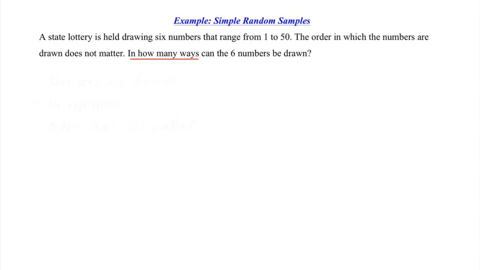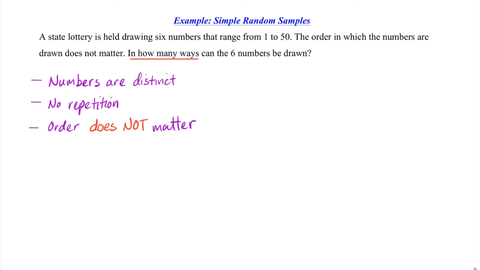Well, bringing up our 3 criteria again, we know that numbers are distinct, that is, we can tell the difference between our numbers that range from 1 to 50. We know in a lottery that no repetition is allowed, meaning if they pull number 7, you know number 7's not coming up again, and they flat out told us that order does not matter, thus we're working yet again with a combination. Now since the numbers range from 1 to 50, that means we've got 50 different numbers to choose from, therefore n would be 50, and since we're choosing 6 numbers, we know 6 would be our value for r.